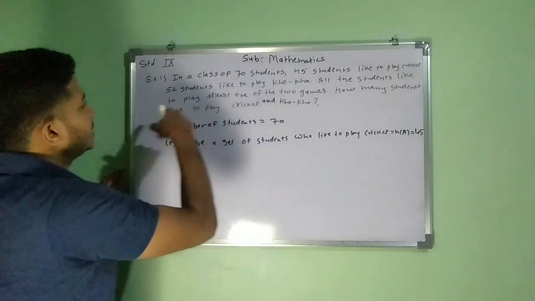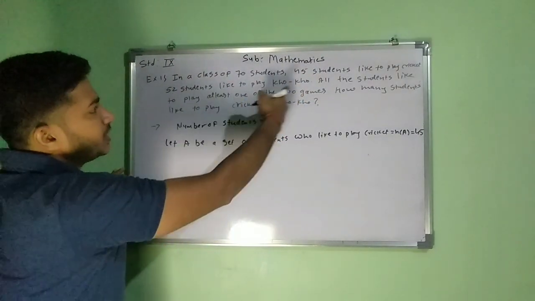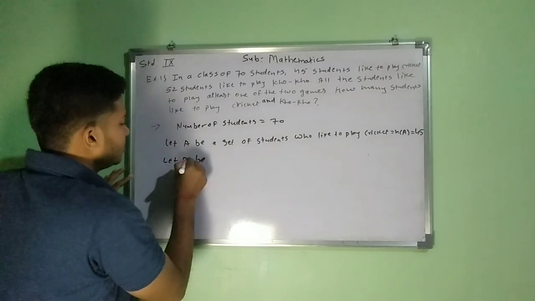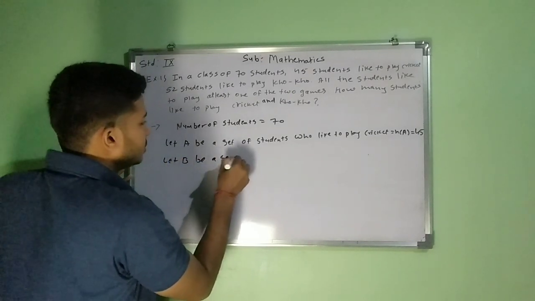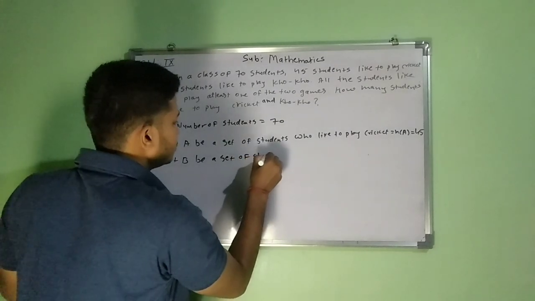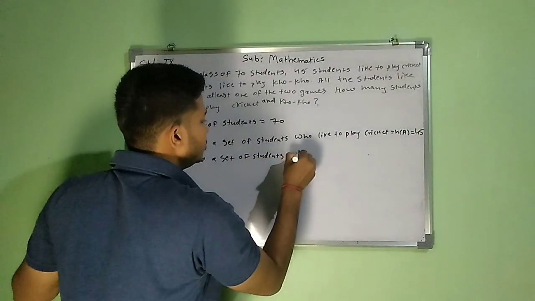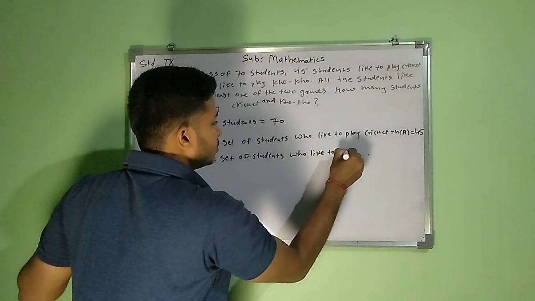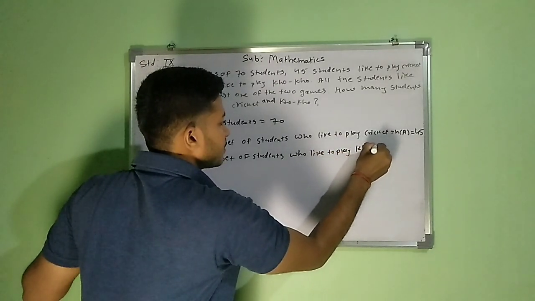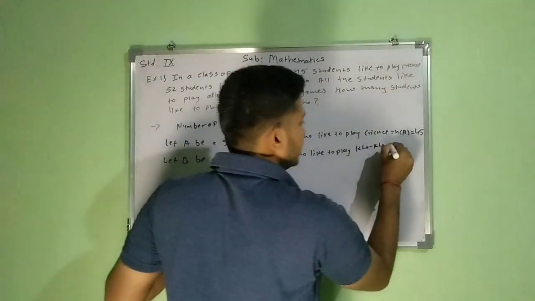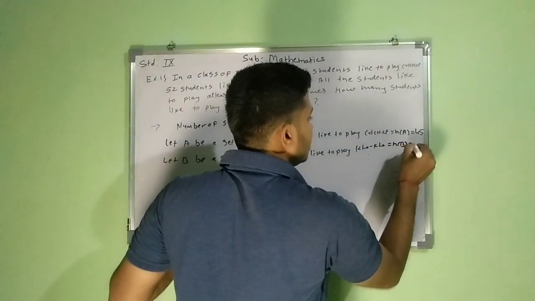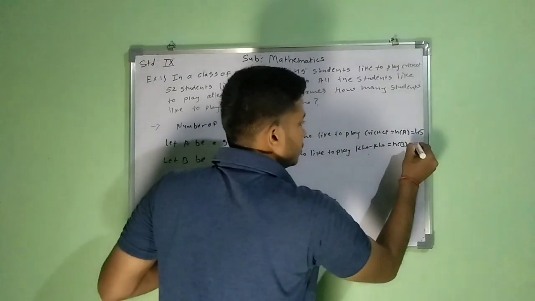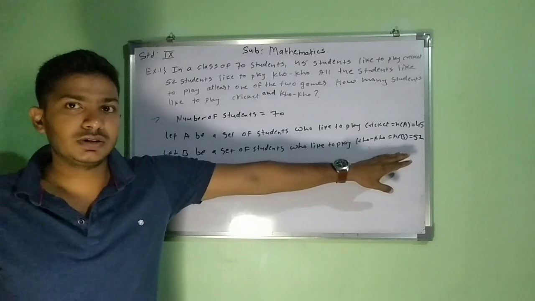Now what is the next statement? 52 students like to play Kho-Kho. That means let B be a set of students who like to play Kho-Kho. That means n of B, the number of elements in set B, is 52. Set B has 52.